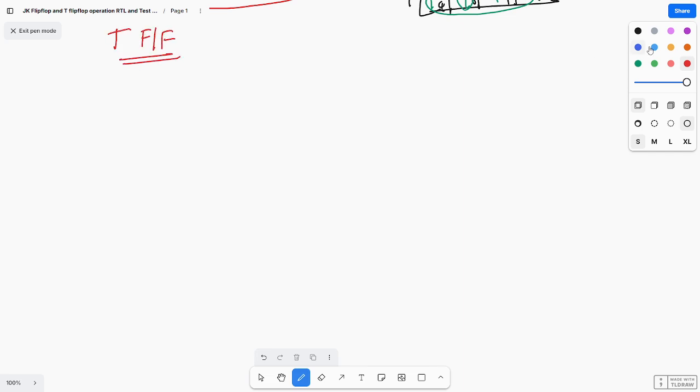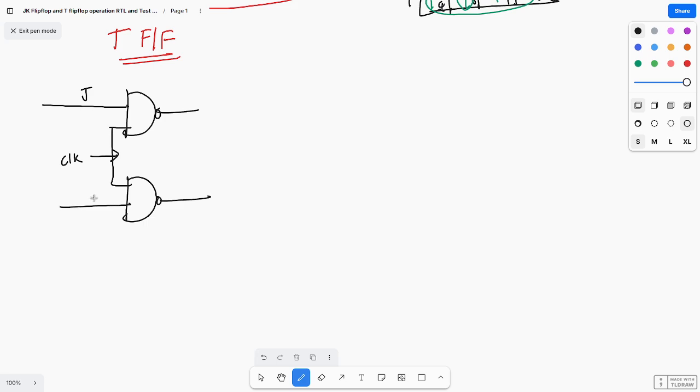So you have a JK flip flop. Shall I draw the JK flip flop? Okay, so I'll draw it. This is one NAND gate, and this is one more NAND gate, and the clock is given like this. This one is J and this one is K. So these both are connected together.